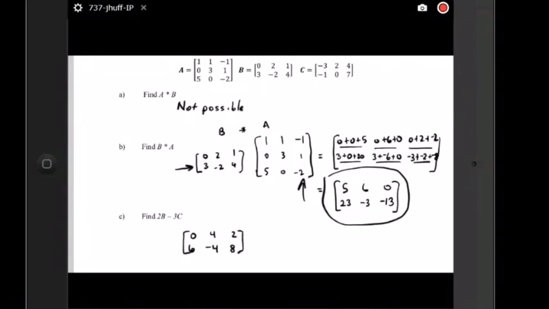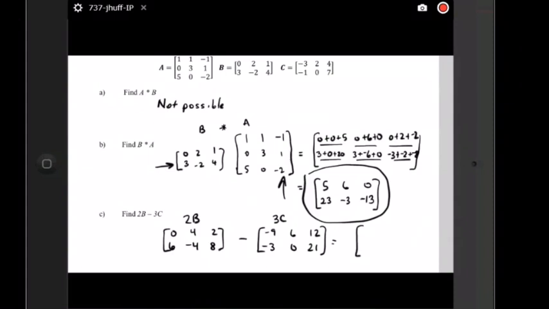This is 2b. I just multiplied b by 2. Now 3c means everything in c gets multiplied by 3. So negative 9, 6, 12, negative 3, 0, 21. So this is 3c.